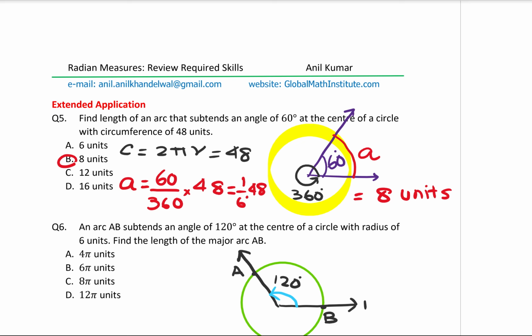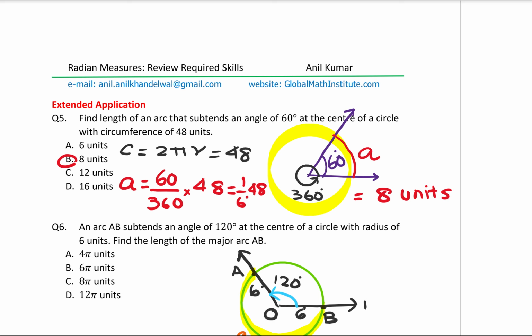An arc AB subtends an angle of 120 degrees at the center. Let's call the center O, with radius of 6 units. So this is 6 units, so both are 6. Find the length of the major arc. When I say major arc, the minor arc is the smaller one. Major will be this arc. So we are interested now in finding out this length. How can you do this? I hope the question is absolutely clear. Now use your concepts of symmetry to find the length A of the major arc.